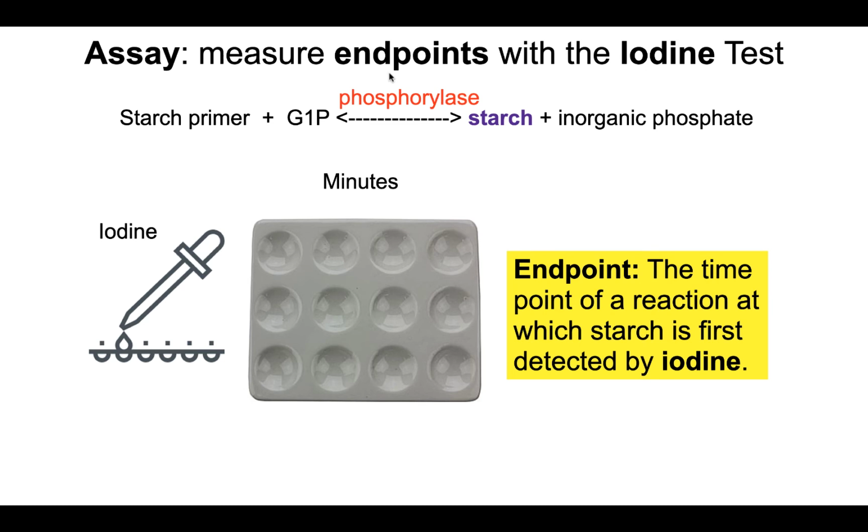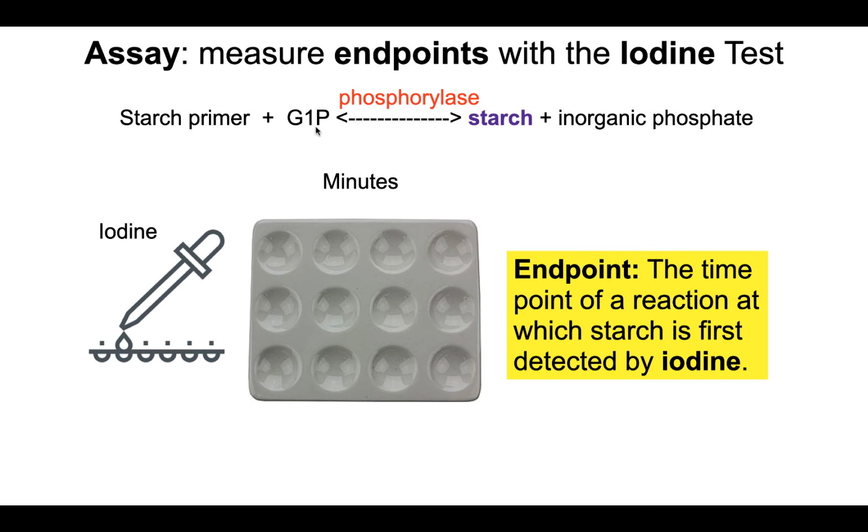What we're going to do is add all of the reagents necessary to get this reaction to go. We're going to add our enzyme and starch primer. Now they are combined within the extract that you purified from potatoes. So along with the enzyme phosphorylase, you get starch primer. So you've got those two already together. And then you add glucose 1-phosphate.